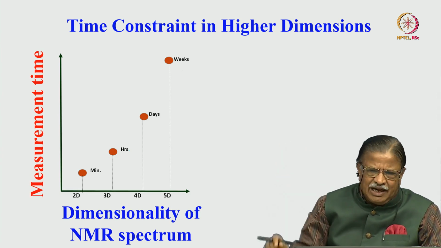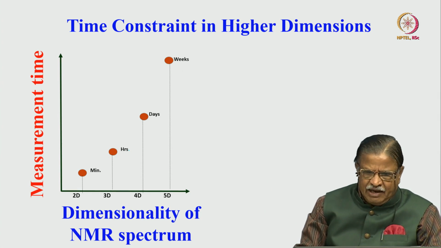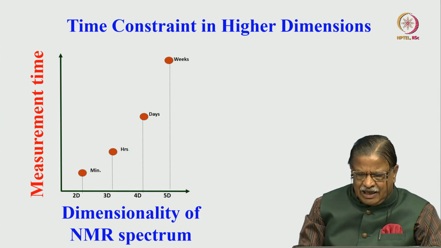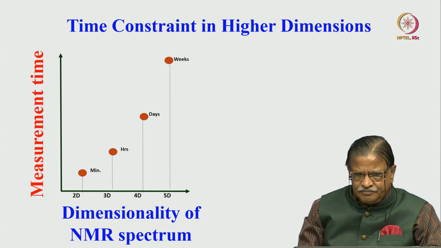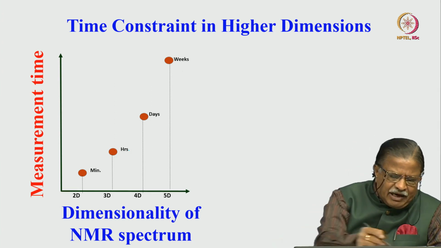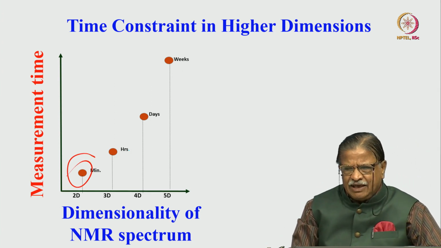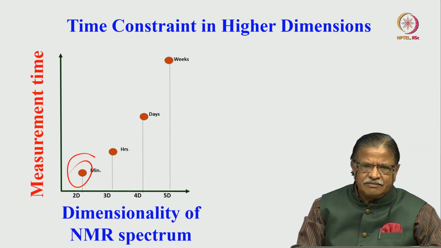Forget about exotic nuclei like nitrogen-15, etc. It will take more time if it is not labeled. But by and large, 1D NMR of nuclei like fluorine, phosphorus, and proton are all very fast. If you go to 2D NMR, it may take several minutes. There are 5, 10, 15, 20, 30 minutes like that.